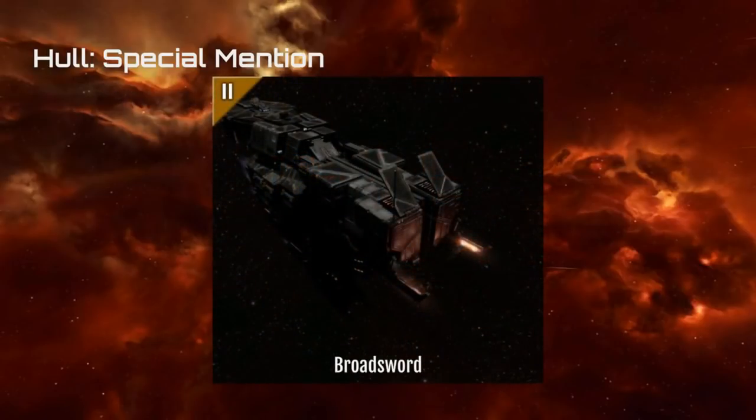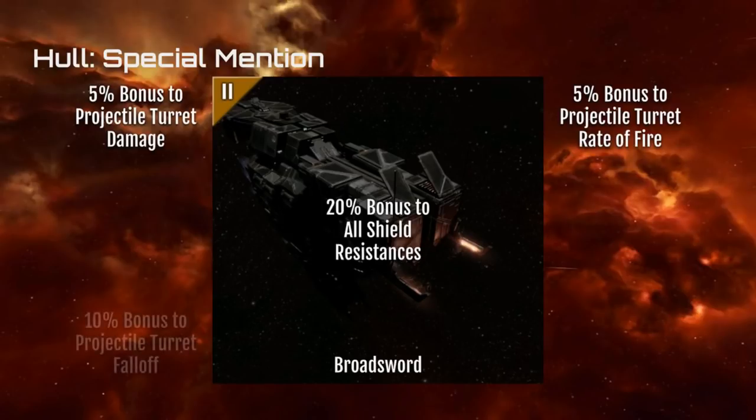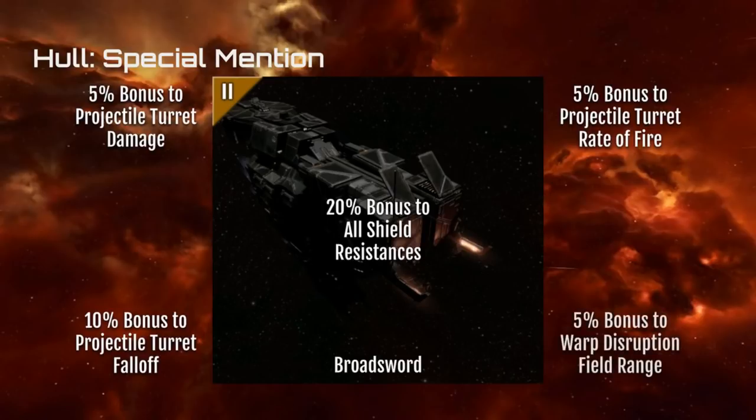Then, its bigger brother, the Broadsword, gets the same bonuses to projectile turret damage and rate of fire, but it also gets a 20% bonus to all shield resistances. This is your heavy tackle. This is a ship which is designed so that it has a fall-off bonus. It's designed to sit there and take damage while holding things down. It gets a 5% bonus to warp disruption range as a heavy interdictor. This guy is basically your frontline scrum who sits on the gate, waits for something to come through, and pins it down and beats on it until everybody else can get a shot.